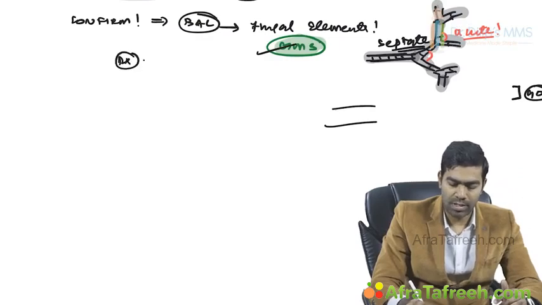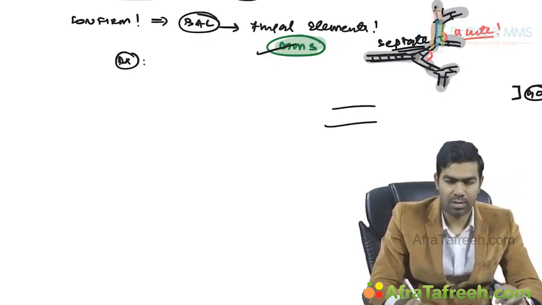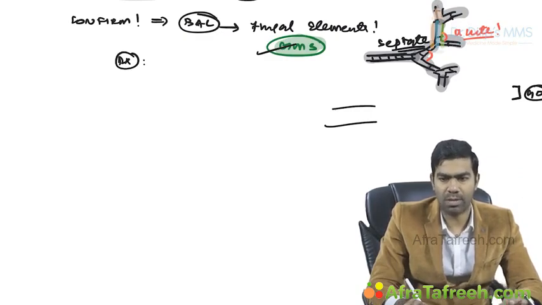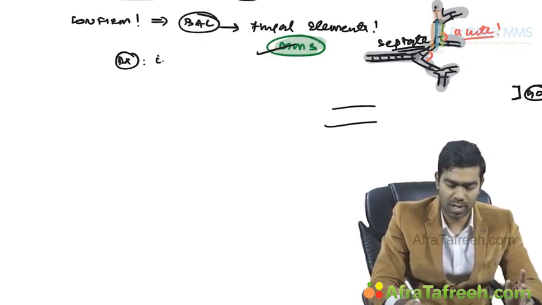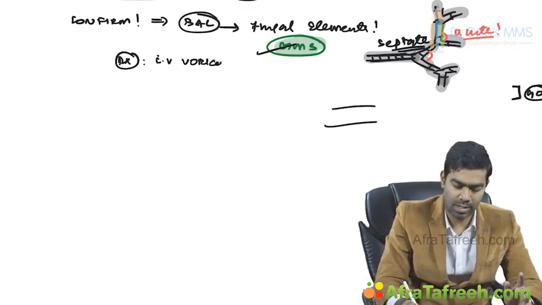So how are you going to treat this invasive pulmonary aspergillosis? If you know it's an invasive pulmonary aspergillosis, treatment of choice is IV voriconazole. That's it, nothing else. IV voriconazole, that's all.